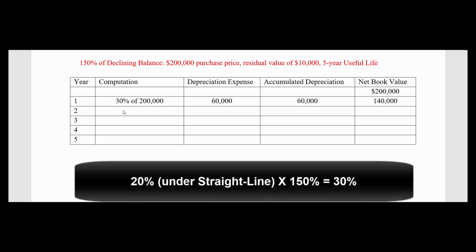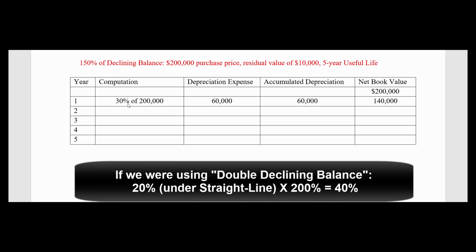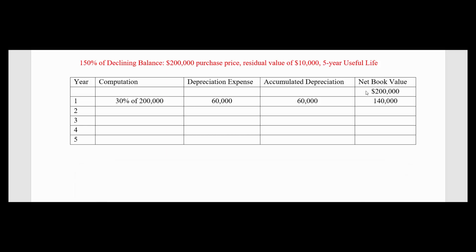That 30% represents 150% of the 20% we would have booked if we were using straight line. If we were using the 200% declining balance instead of 30%, we'd use twice as much as straight line, or 40%. So 30% of 200,000, remember, we're going to ignore the residual because we're trying to get as big a number as we can here in the beginning. And we end up with a net book value of 140,000 at the end of the first year.